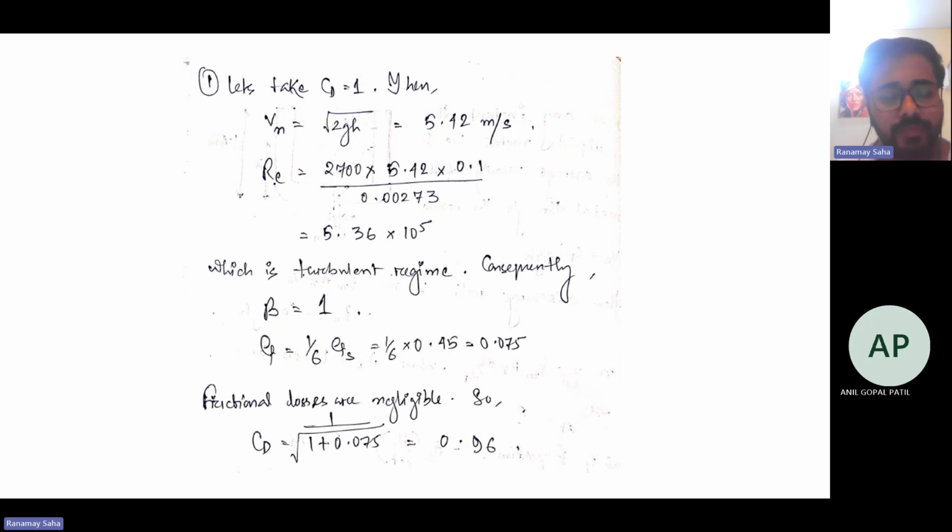Now here, because the frictional losses are negligible, the terms other than this beta and EF automatically get eliminated, right? Because F is almost zero here, the CD becomes very simple. This is the ratio of 1 to square root of 1 plus 0.075, the EF value. It's coming out to be 0.96. Now, I hope you got it. Just try to process, and then we'll actually process it.